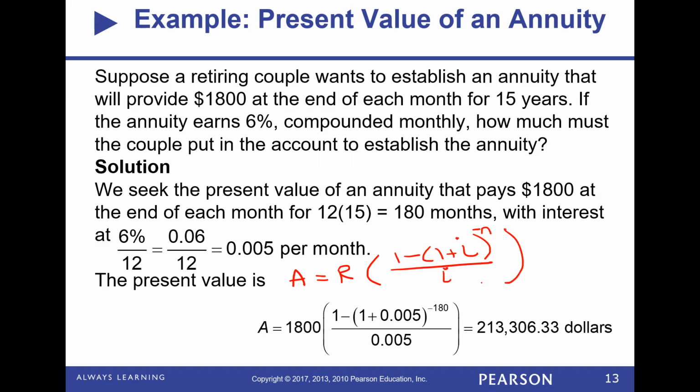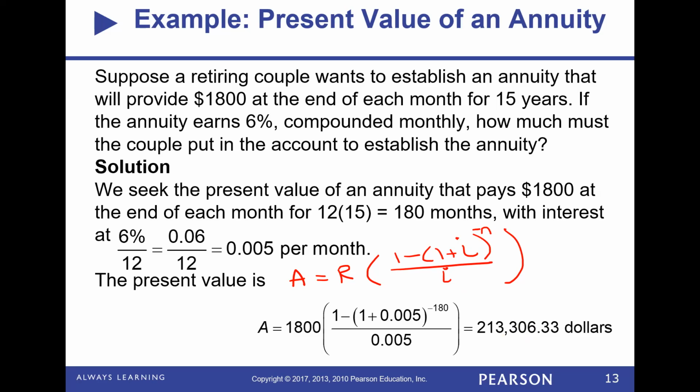It's very similar. The future value versus the present value formulas are very similar, but just be very cautious, okay? Once I plug it all in, being very careful of how I enter it into the calculator, I need to put $213,306.33 into the account right now.